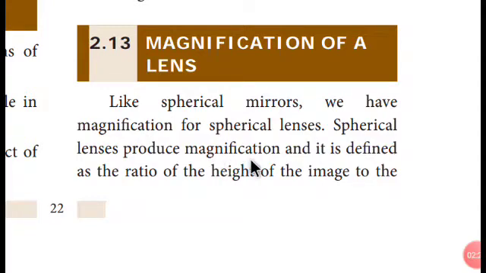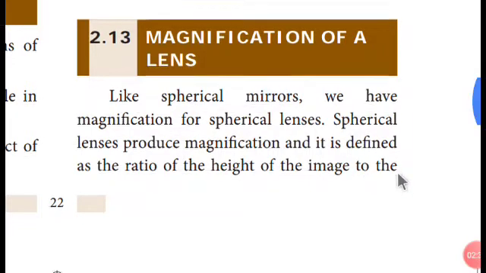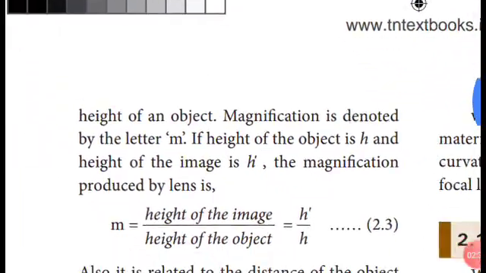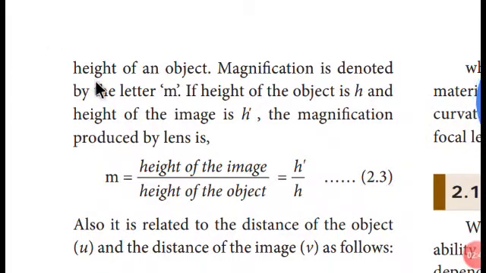Spherical lenses produce magnification, and it is defined as the ratio of the height of the image to the height of an object. They told that magnification is equal to ratio, that means division, for height of the image divided by height of the object. This is what they told in this line and that previous line. Magnification is equal to height of the image divided by height of the object.